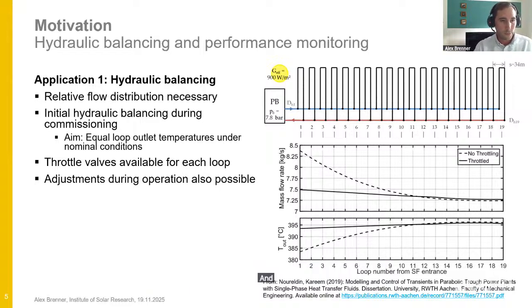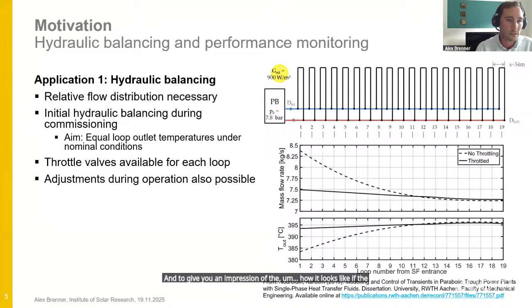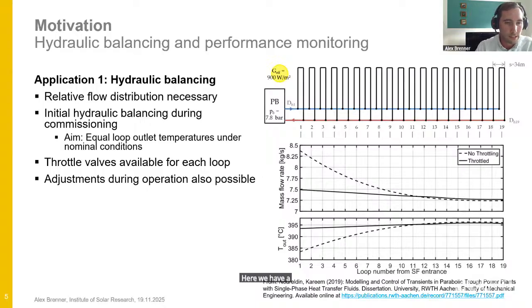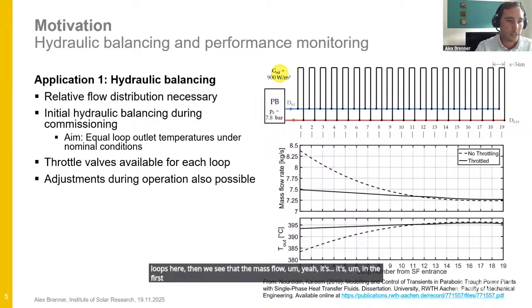And to give you an impression of how it looks if the flow is not spread equally, here we have a simulation with 19 loops. If we do not have throttled loops here, then we see that the mass flow in the first loop is way bigger than in the last loop, and therefore also the temperature is not equally distributed. So that's a big point in parabolic trough fields.